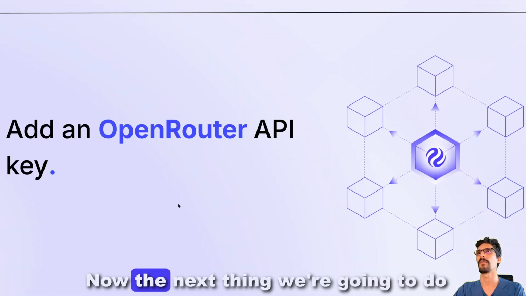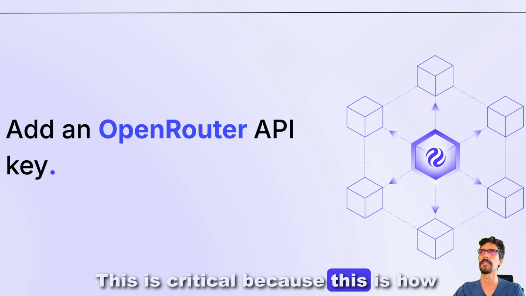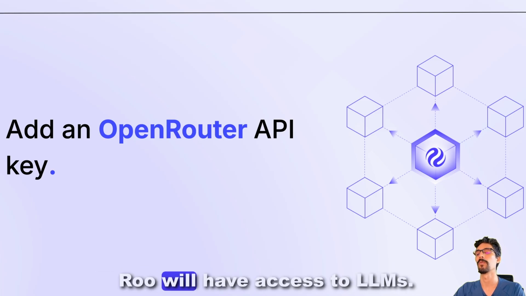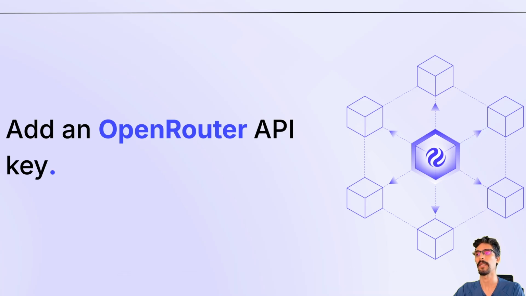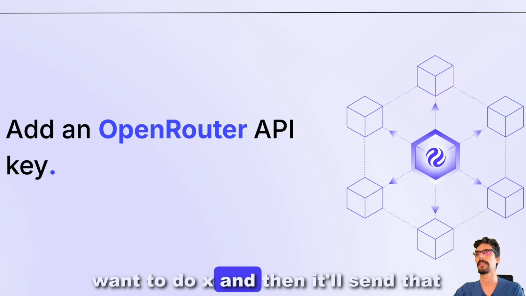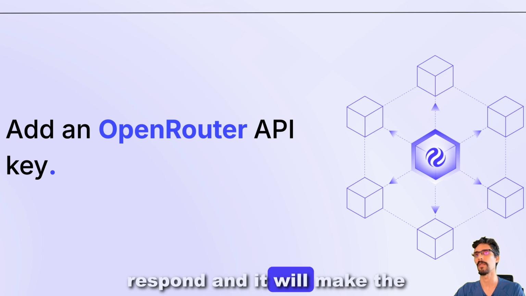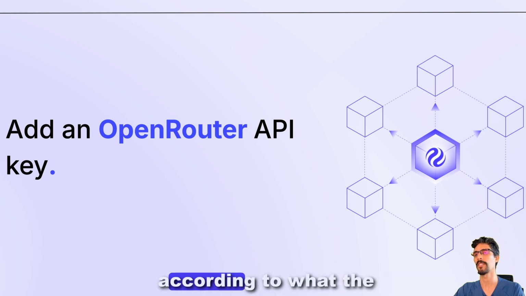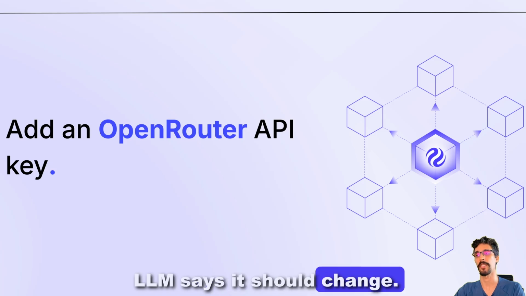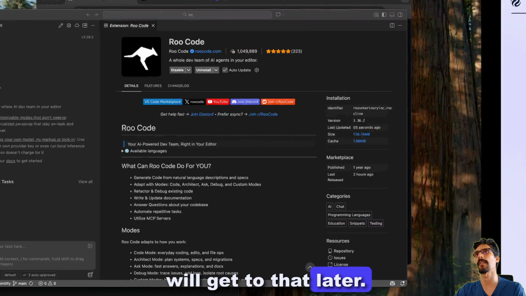All right, now the next thing we're going to do is add an Open Router API key, right? This is critical because this is how Roo will have access to LLMs, right? The main thing that Roo does is say, I want to do X, and then it'll send that message to a LLM, and that LLM will respond, and it will make the changes according to what the LLM says it should change. It also does similar things with MCP and all of that, but we will get to that later.